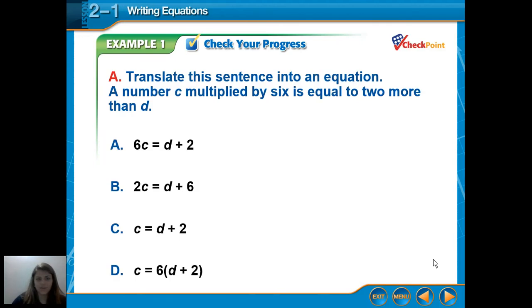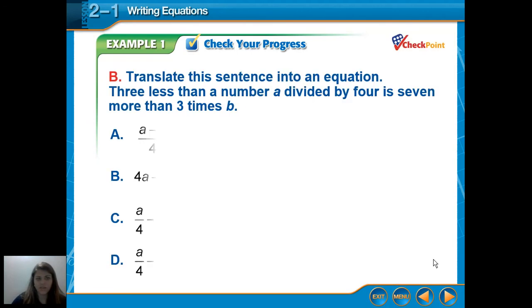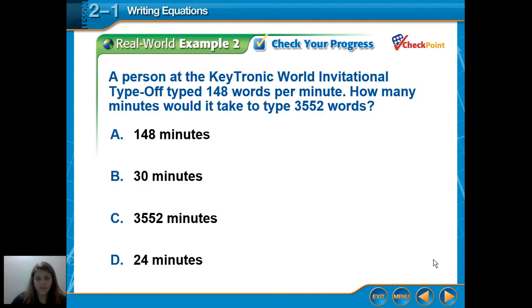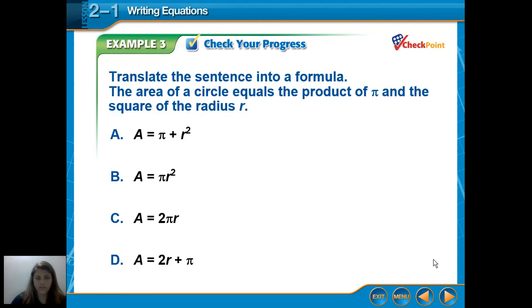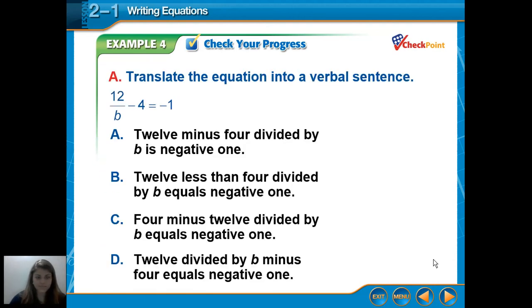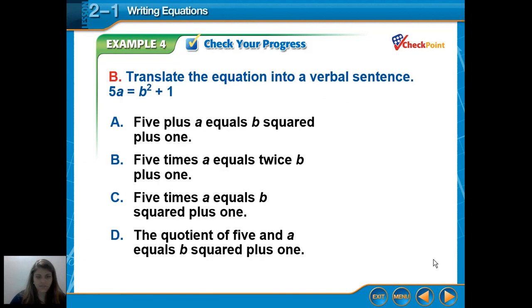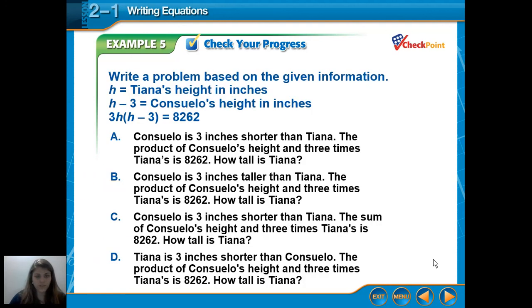Okay, number 1, and the answer for E, and the answer 2, and the answer 3. And the answer, 4. And the answer, 5. And the answer. Oh, sorry, that was number 4B. This is 5. Okay, and the answer.